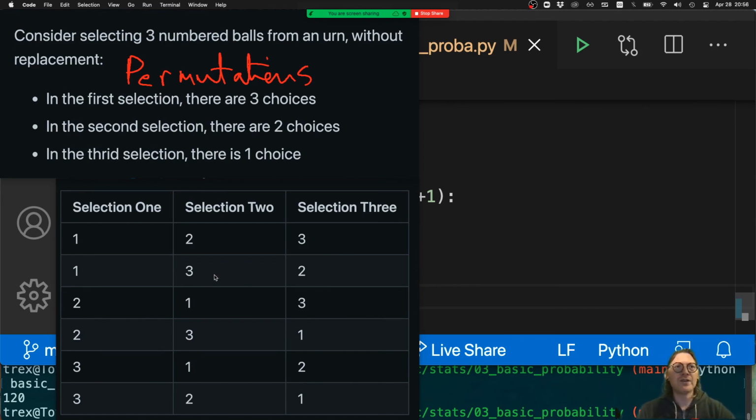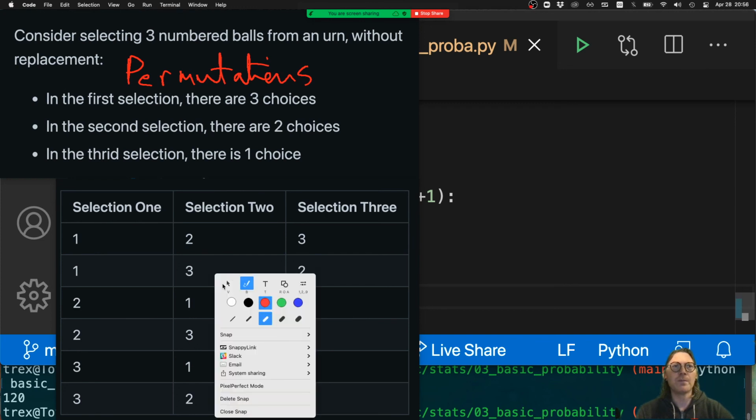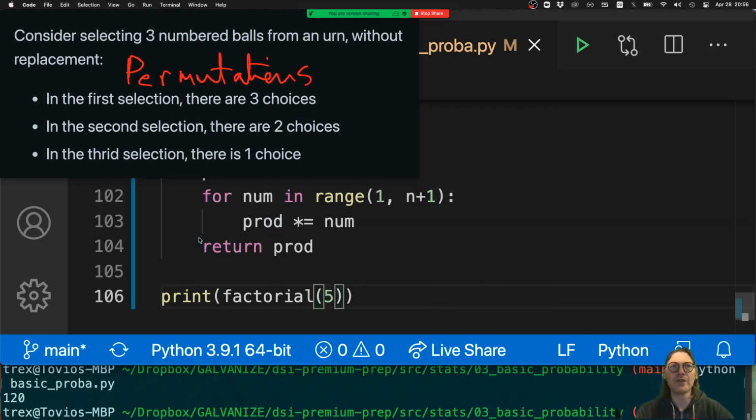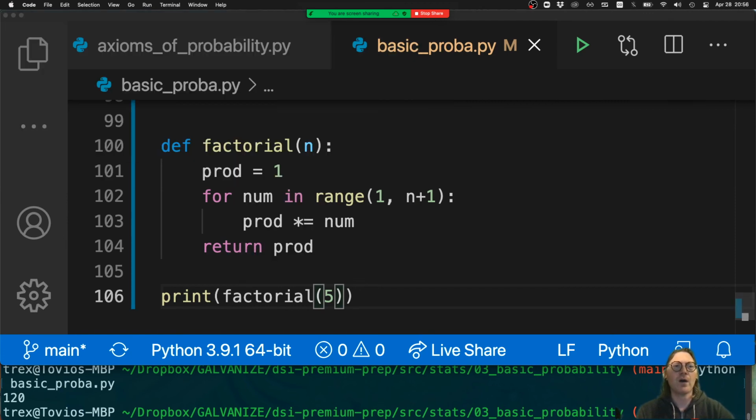But what if we have a different kind of problem? What if we are thinking not in terms of the number of permutations of n objects? What if we're thinking about a subset of those objects, right? What if we're thinking about some subset of those objects?